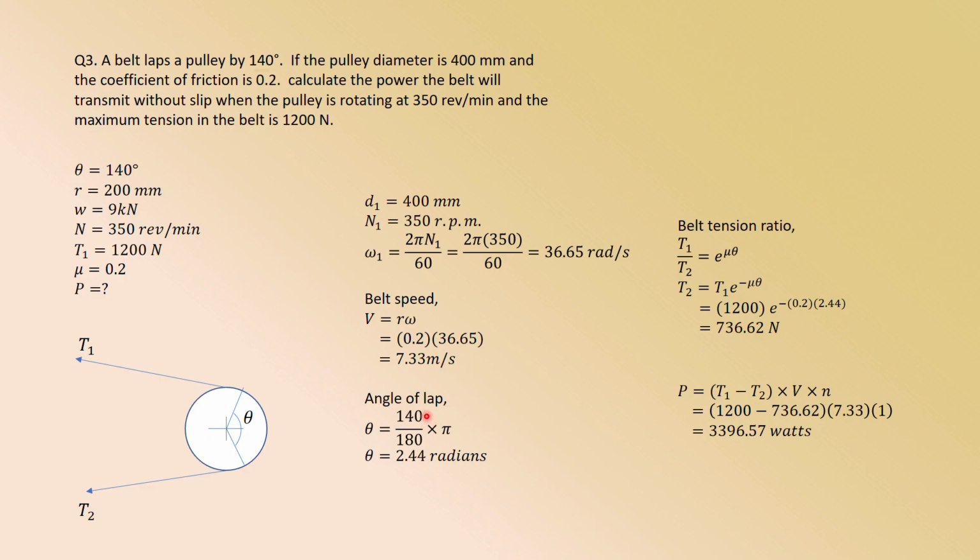Then you have the angle of lap, or the angle of wrap. Given here is 140 degrees. So 140 degrees over 180 times pi. So you have an angle of wrap of 2.44 radians. Then the belt tension ratio again, then T2 again, and then the power again.